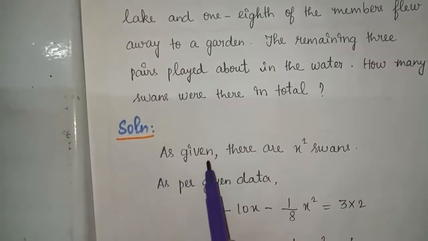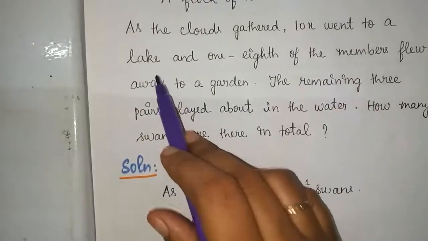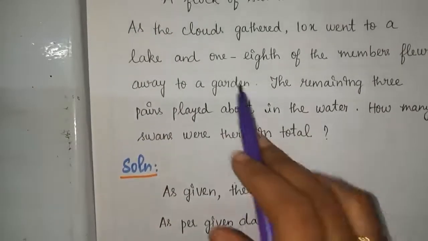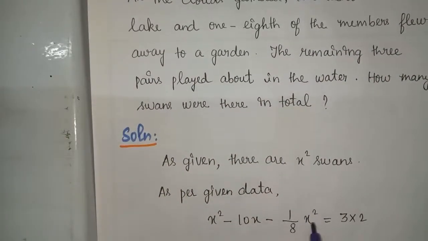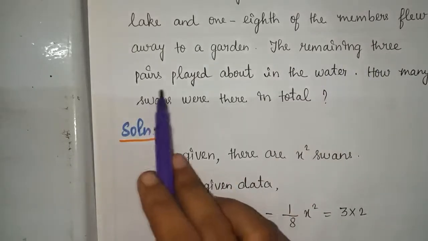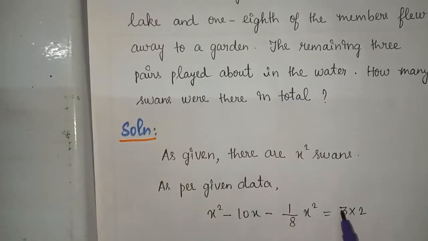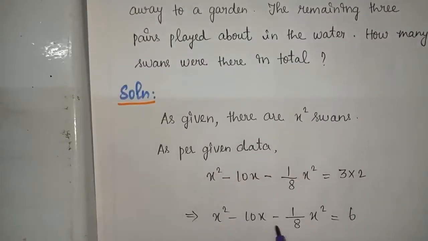Solution: as given, there are x square swans. First you have x square swans. In that, 10x went to the lake, so minus 10x. Then 1/8 of the members flew away to the garden, so minus 1/8 of x square, which is equal to the remaining 3 pairs that played in the water. In a pair you have 2 swans, so 3 into 2, which implies x square minus 10x minus 1/8 x square is equal to 6.